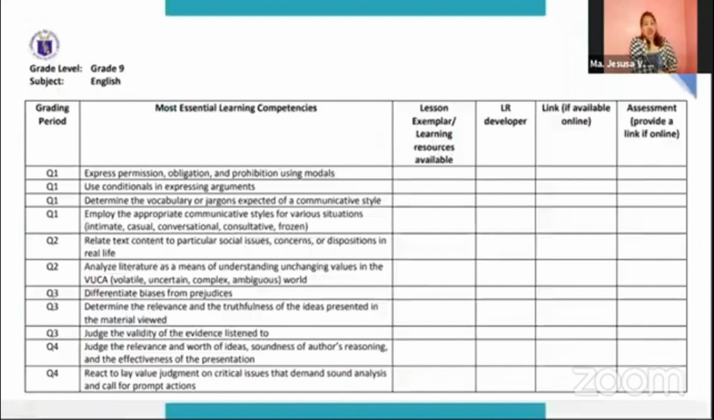Okay, so this is now the MELC. What did you observe, or what can you say about it? Okay, so I want you to look at it very, very closely. Actually, I'm having a hard time reading.